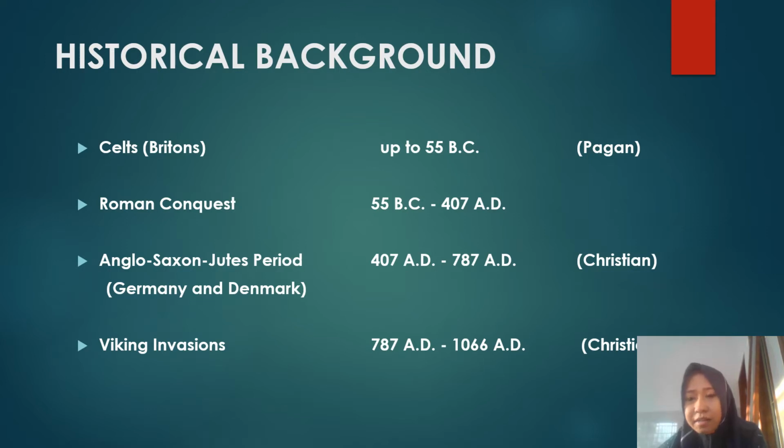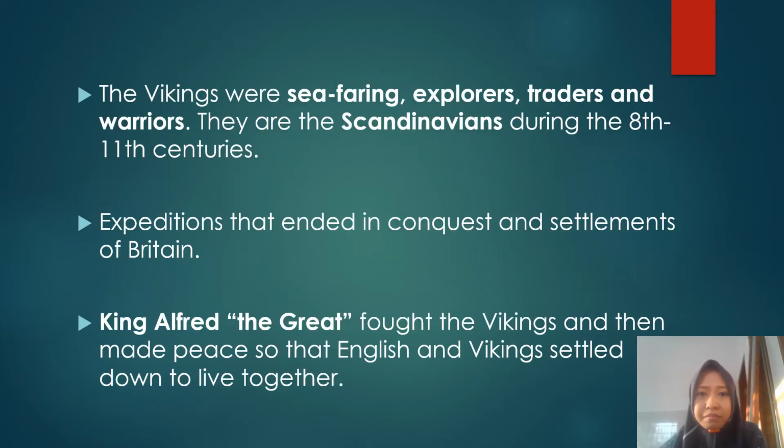So with this historical background, we know that some of the development in the literary works has close correlations with religion and social conditions. For the first time, let me introduce the Vikings, the last tribes that invaded England. They were seafaring explorers, traders, and warriors. They are the Scandinavians during the 8th and 11th centuries. Their expeditions ended in the conquest and settlement of Britain.